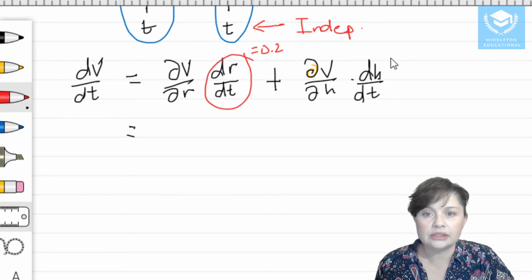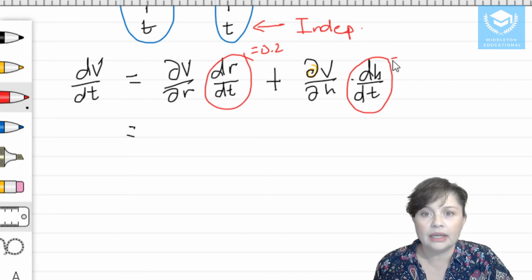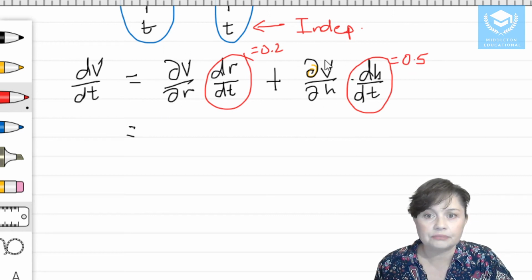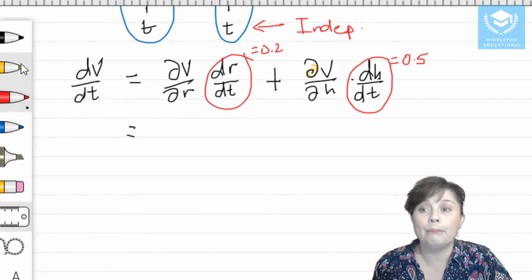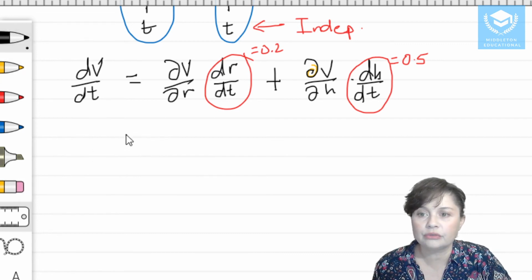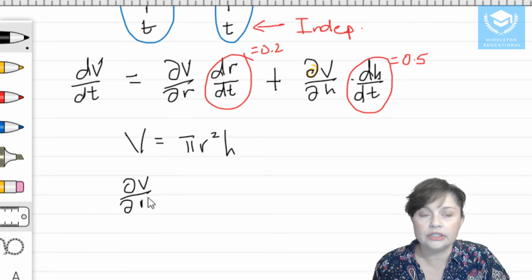You know what this piece is, because that's the change of h, or the change of your height with respect to time, and that is going to be 0.5. What you don't know are these two expressions here. So you're not going to be able to work out dV/dt if you don't have that. But you do know what V is. You've got an expression for V, and we said earlier it is pi r squared h. So you can then find what dV/dr is, and you can find what dV/dh is.